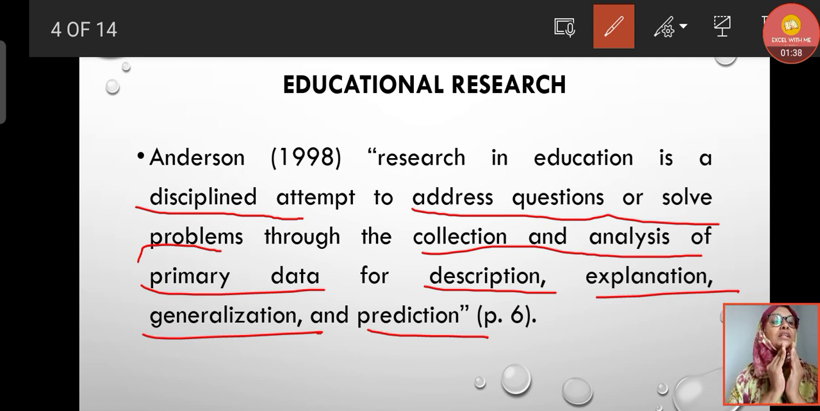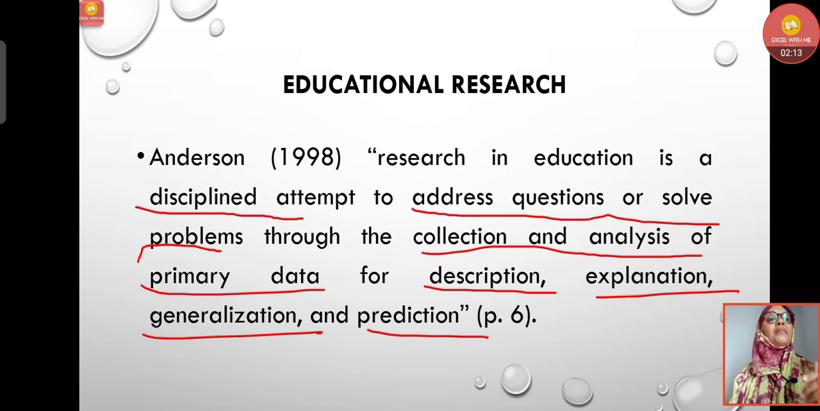That is solving the problems related to education, or addressing whatever questions or issues arise in the field of education, by collecting and analyzing data, describing and explaining the issue, and coming to the generalization and predicting. This could be the predictable answer to the problem or issue.